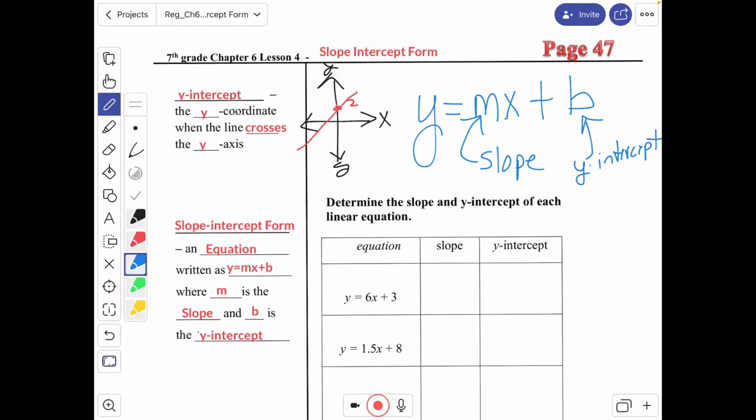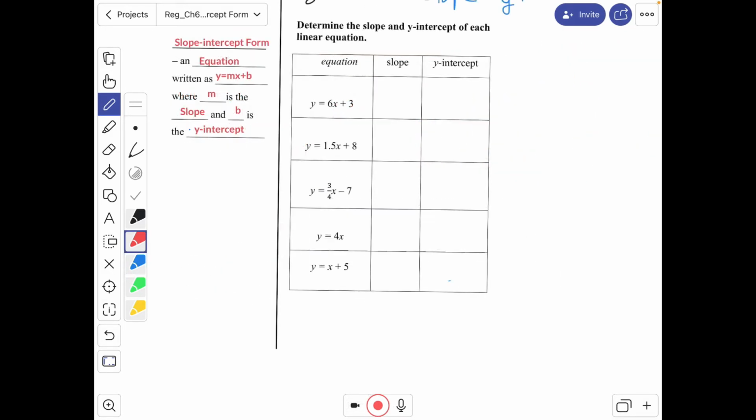So let's look at some different equations and see if we can identify the slope and y-intercept. So we're going to look at these equations. Remember, the number in front of x is always the m, or the slope. So the number in front of x on this one is 6. And the number by itself, that's called the constant. That's the y-intercept. So that's 3. Even if that has a decimal, the number in front of the x is the slope. And the number by itself is the y-intercept.